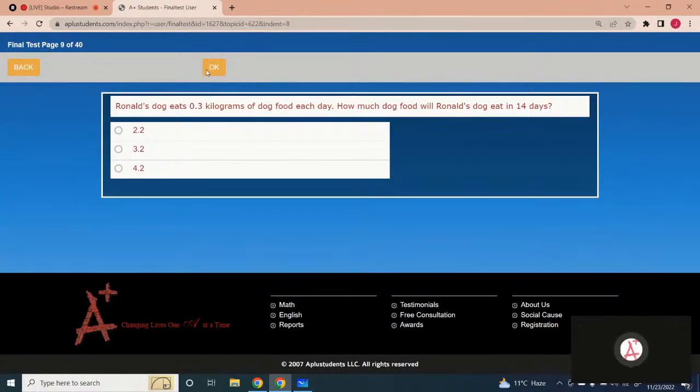Okay, Ronald's dog eats 0.3 kilograms of dog food each day. How much dog food will Ronald's dog eat in 14 days? You have to multiply 0.3 times 14.